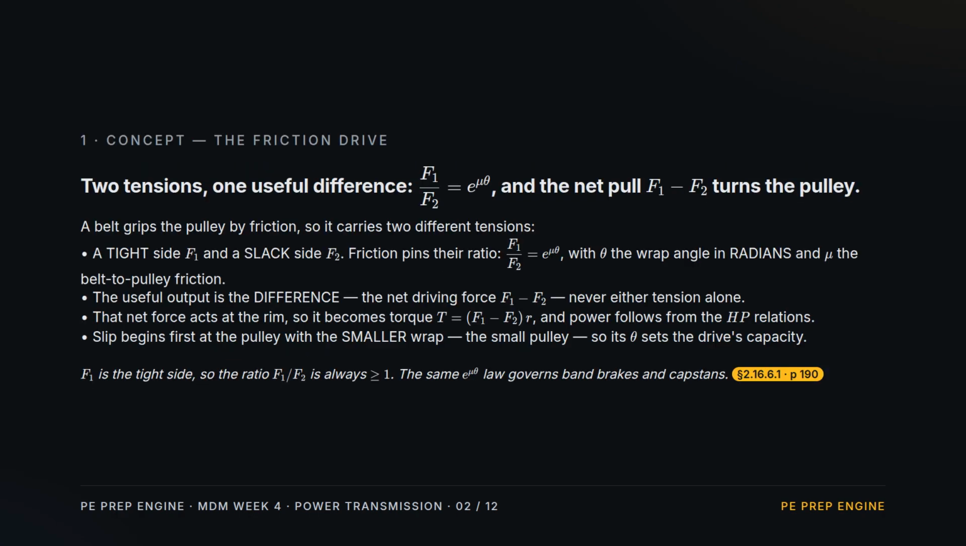Concept 1. The friction drive. A belt carries a tight side tension and a slack side tension, and friction fixes their ratio. F1 over F2 equals e to the mu theta, with theta, the wrap angle, in radians. The useful output is the difference of the two, the net driving force, never one tension alone. That net force acts at the rim, so it becomes torque and then power. And slip always begins at the pulley with the smaller wrap, so the small pulley sets the whole drive's capacity.